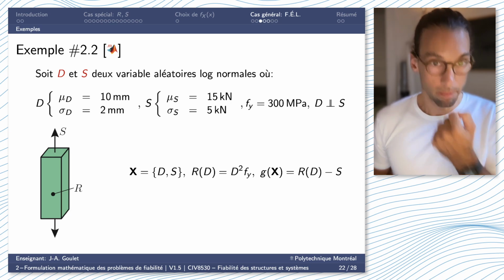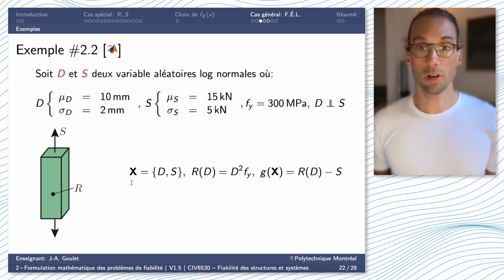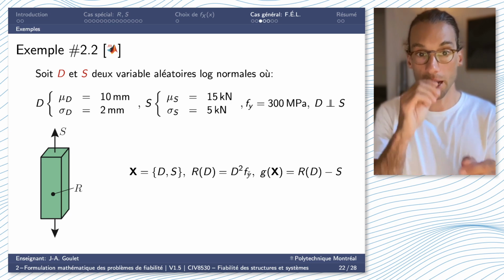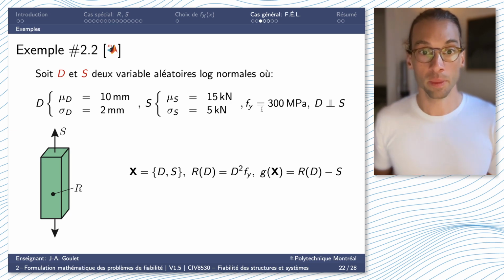So in this case, x, my vector of random variables, is going to be d, the dimension, and s, the solicitation. And as we described earlier, the resistance could be modeled as d squared times f of y, the area of my bar times the yield strength, so 300 MPa. So my limit state function could be modeled as r, which is a function of my dimension, minus the solicitation. So d squared f of y minus s.